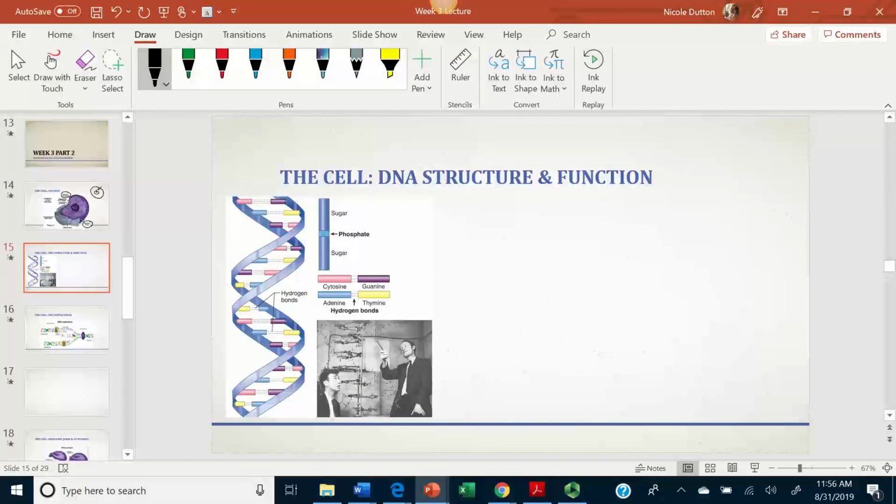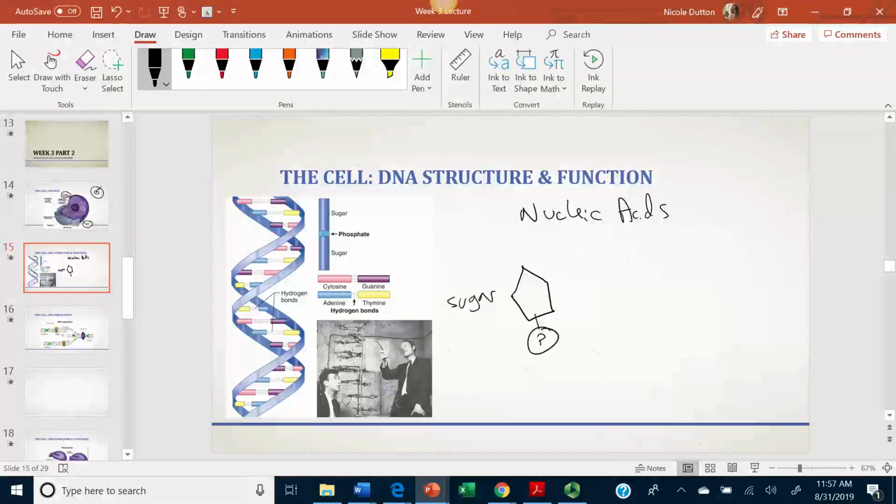So since we just brought up DNA, we have to talk a little bit about the structure and function of DNA. Now we already said that DNA is made up of nucleic acids. And nucleic acids have three basic parts: the sugar, the phosphate, and the base. And we said that DNA is double-stranded.